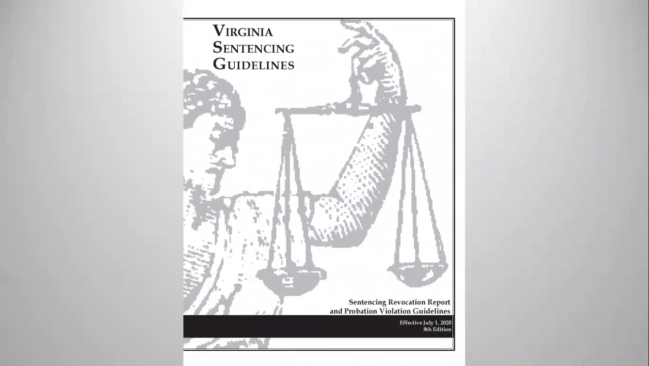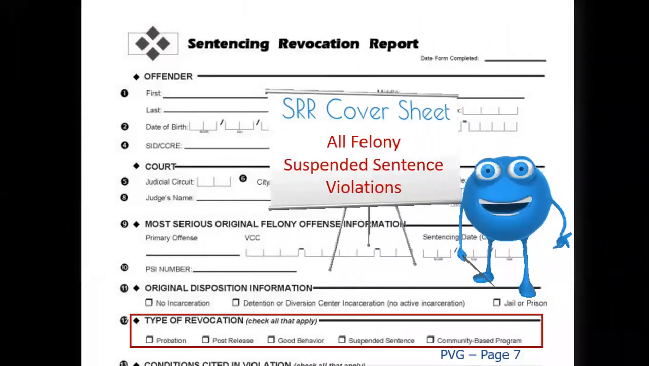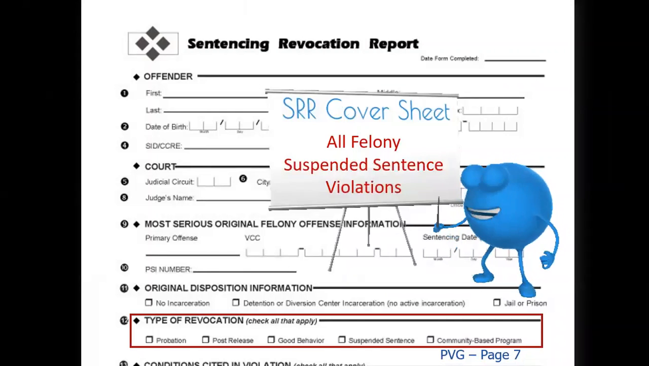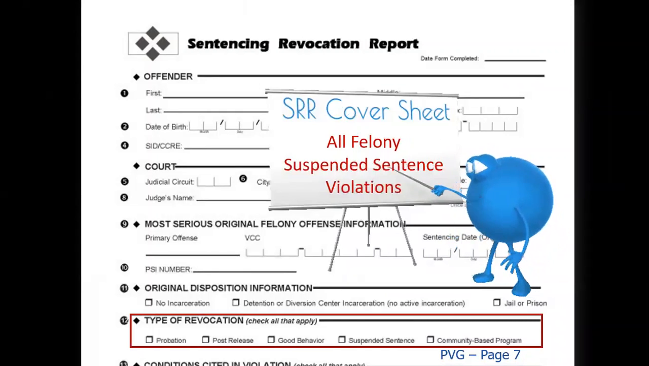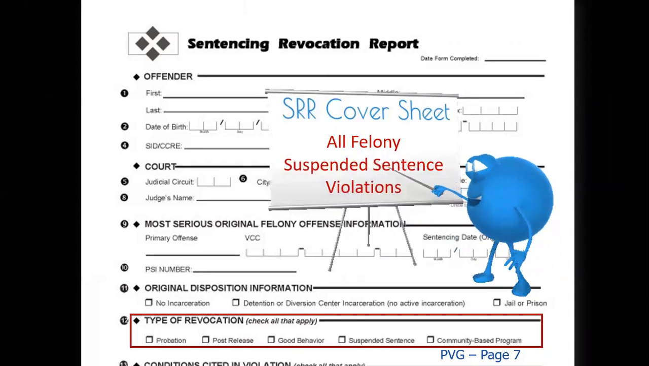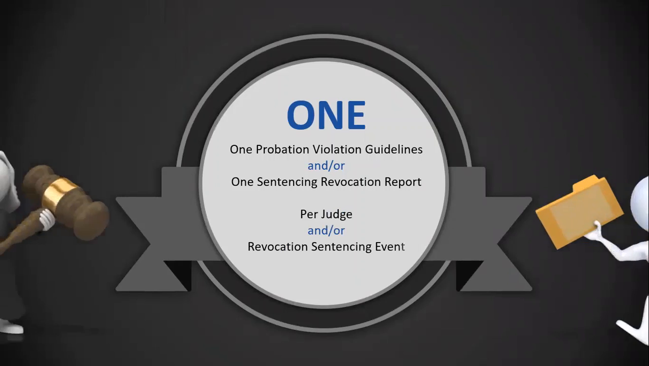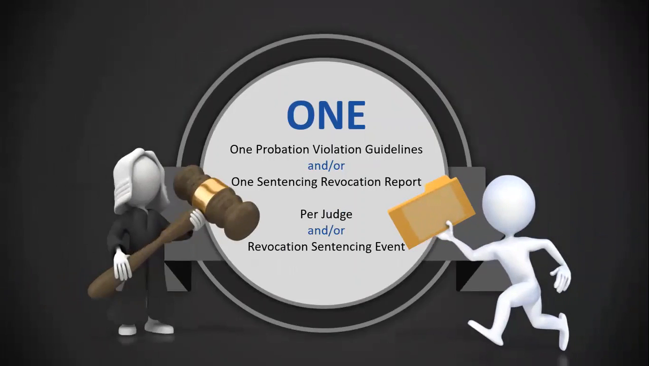Now, the rules I'm going to go over can be found in the Sentencing Revocation Report and Probation Violation Guidelines Manual. The Sentencing Revocation Report, or SRR cover sheet, must be completed for all felony suspended sentence violations. Just make sure that you indicate the type of revocation on the SRR cover sheet. As with the regular guidelines, there is only one set of probation violation guidelines and/or sentencing revocation report submitted for each revocation sentencing event.